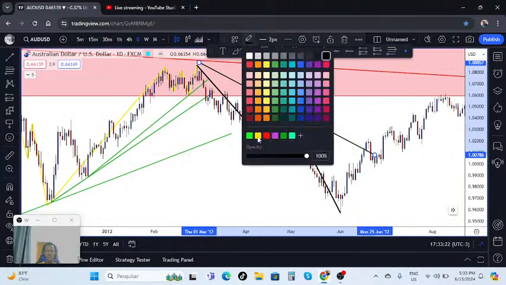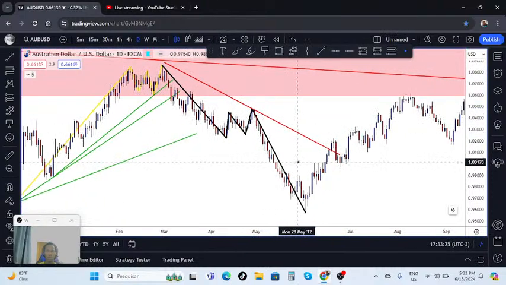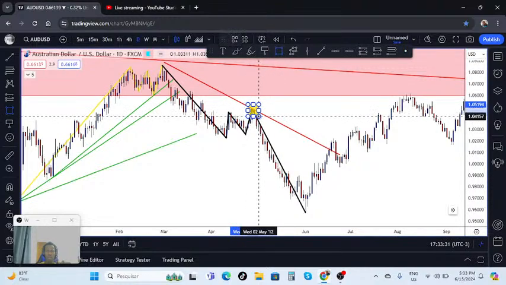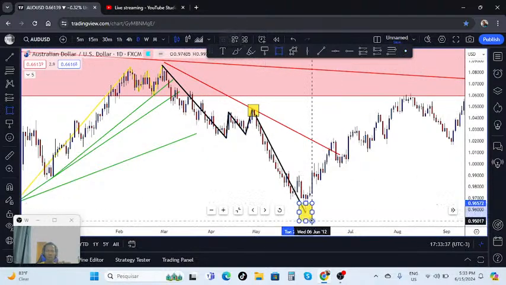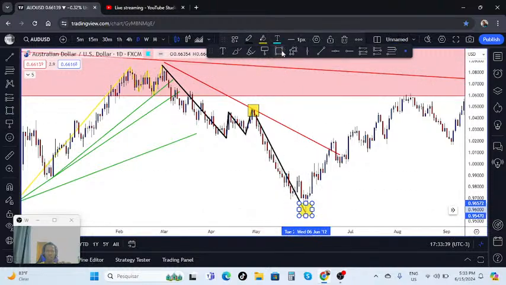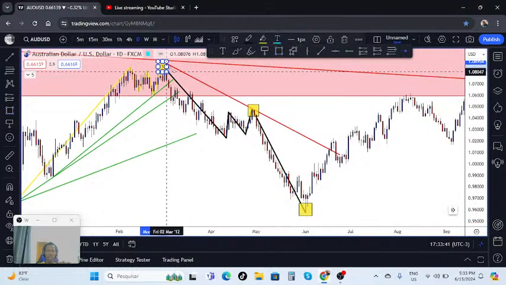Okay, let me use the red one, as you can see. All right, and this is a borderline. Okay, the down market structure retracement high. Okay, so all of these areas are important areas, borderlines of market structure.